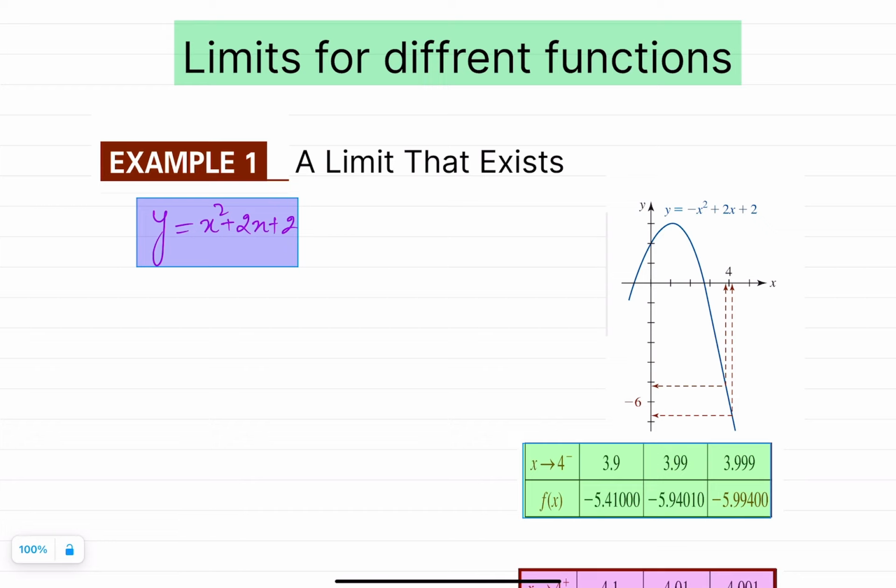We have taken a function y is equal to x squared plus 2x plus 2. I've shown you the graph here. This is a kind of continuous function, as you can see in the graph. Now, graphically, how can we find the limits? For example, we will have to find the limit at x equal to 4.